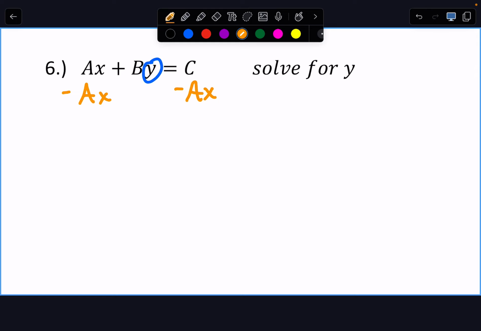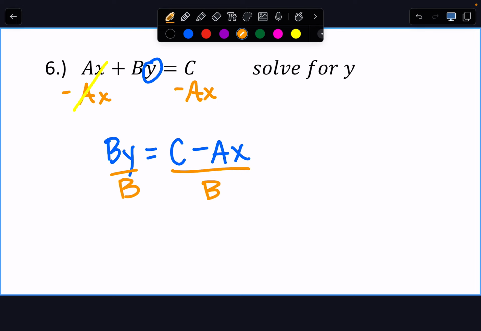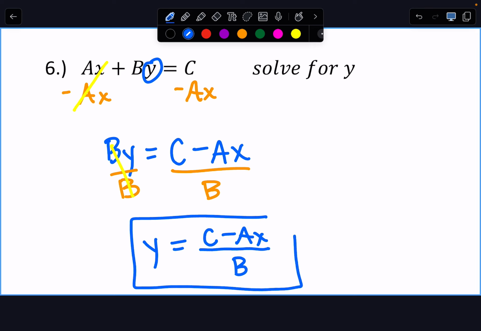Okay. All right, so AX minus AX cancel, and we have BY equals C minus AX. And here's where we just need to be okay with our answer looking crazy. How do we undo the B? We divide by B. But you know what? Dividing by B, I'm not going to try to simplify that. So I am okay if you leave C minus AX, all of that divided by B, and just call it a day.